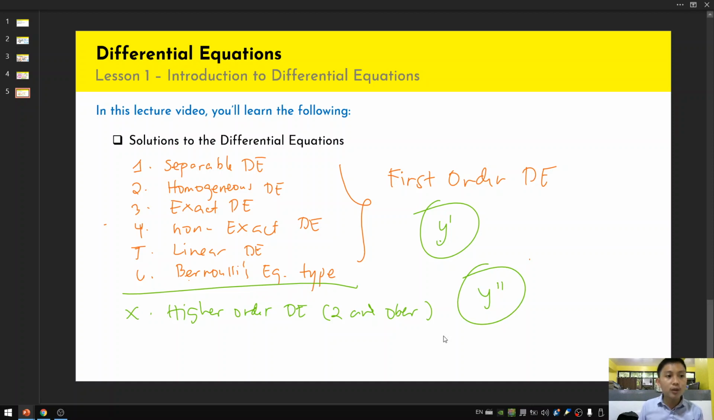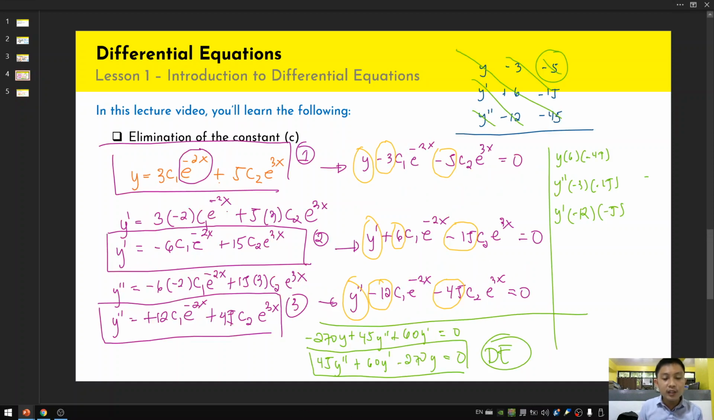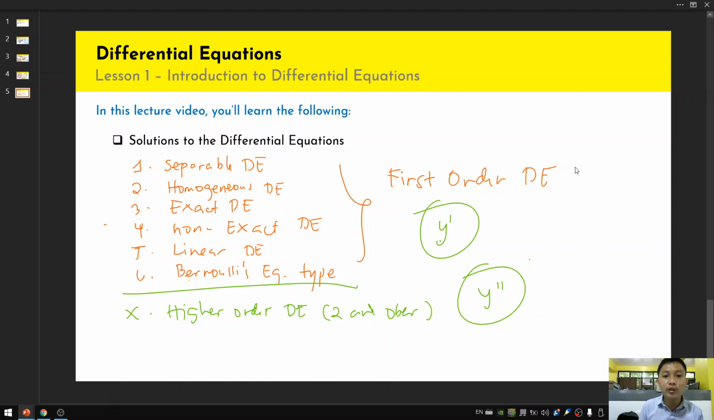Now, going back to the first example that we have here, the differential equation that we obtained from this solution has an order of 2. This means that this is already a higher order differential equation, and that's the reason why we cannot immediately go to the higher order differential equation. I'm going to teach you first the first order differential equation, or simply FODE. The techniques for the FODE are the following: separable, homogeneous, exact, non-exact, linear, Bernoulli's equation.